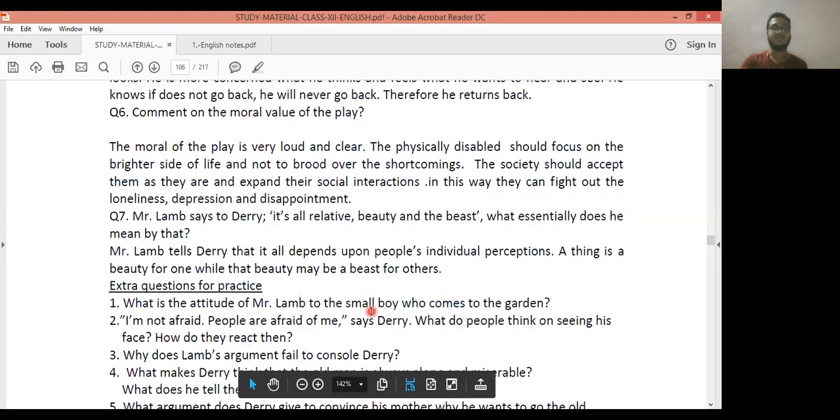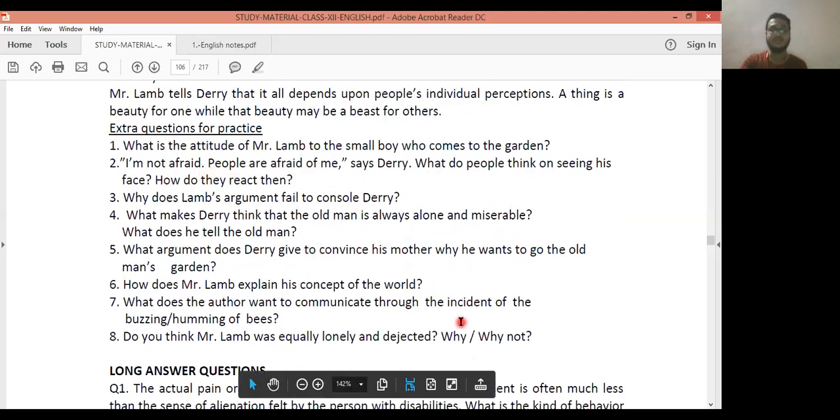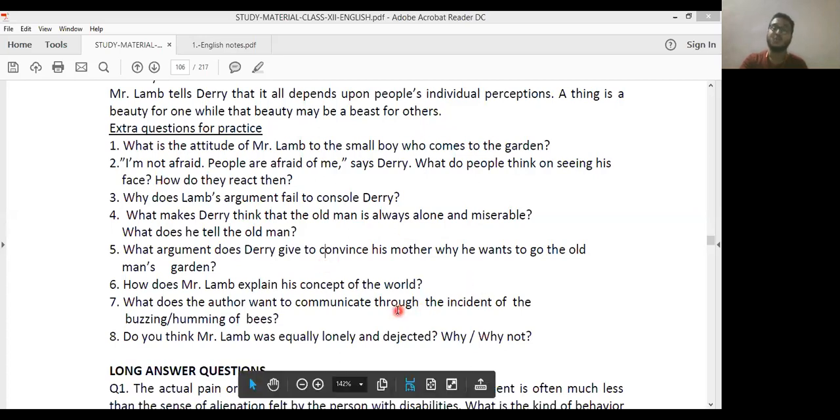Next, now comes the extra question for practice. What is the attitude? Students, take a snapshot of these extra questions for practice, and it will be helpful if you work on them and write your own answers. It will be effective for you. I hope all of you have taken the screenshot. Answer me in the chat box quickly. Yes, thank you. So take the screenshot, practice these answers, and show them to me. We are almost at the end of the discussion of the last chapter for this session, and after this there is one more chapter.